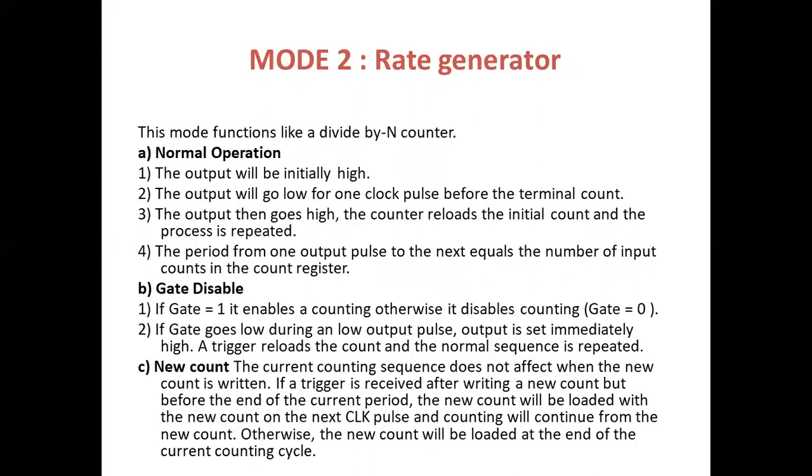If a new count value is reloaded into the count register between output pulses, the present period is not affected. The subsequent period reflects the new value of the count. There is a gate disable. When the gate is 1, this enables the counting, otherwise it disables the counting. If the gate goes low during the low output pulse, the output is set immediately to high. A trigger reloads the count and the normal sequence is repeated.